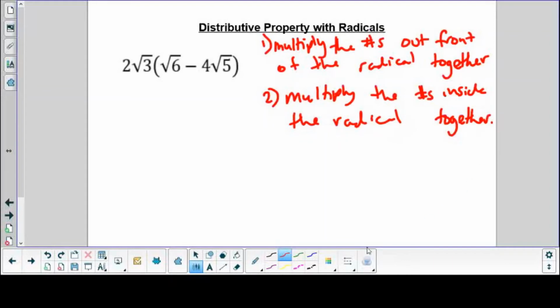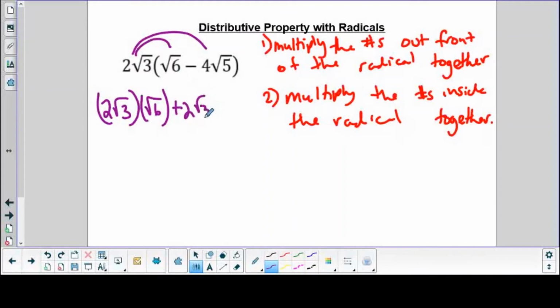In other words, if a number is not in the radical, it can't somehow find its way inside the radical. So let me work through this example with you to hopefully make that a little clearer. Here's 2 root 3 times root 6. I'm going to write this out so you can see it: 2 root 3 times square root of 6, and then we distribute 2 root 3 to the next term, so plus 2 root 3, in parentheses, times negative 4 root 5.